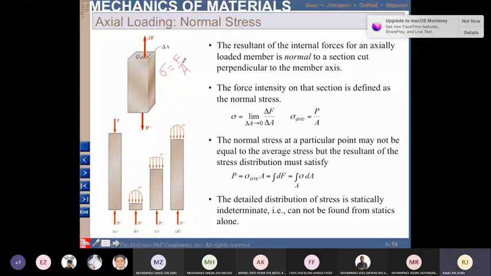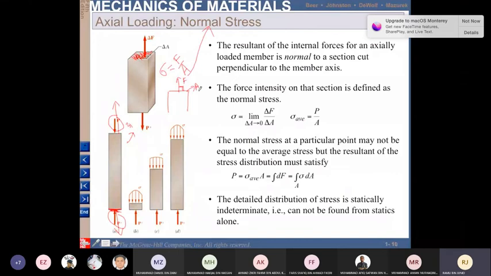So let's say this is the force, the force is in this direction, and this is the area. If you look in 3D, this is the area. This is the force, and the area is perpendicular to the force. So the area is perpendicular to the force. This is known as normal stress.